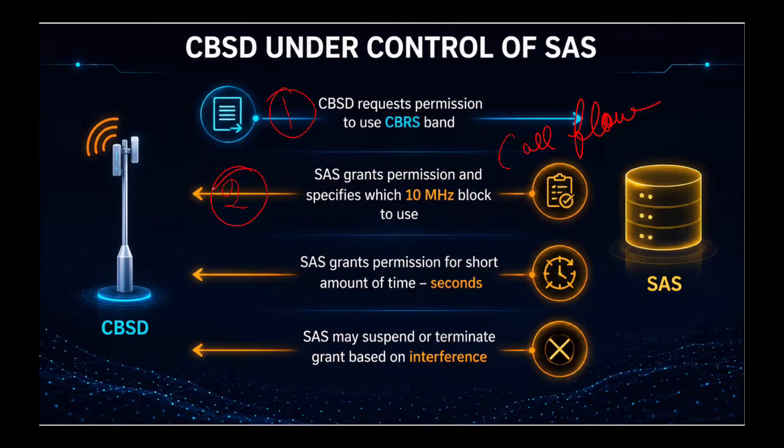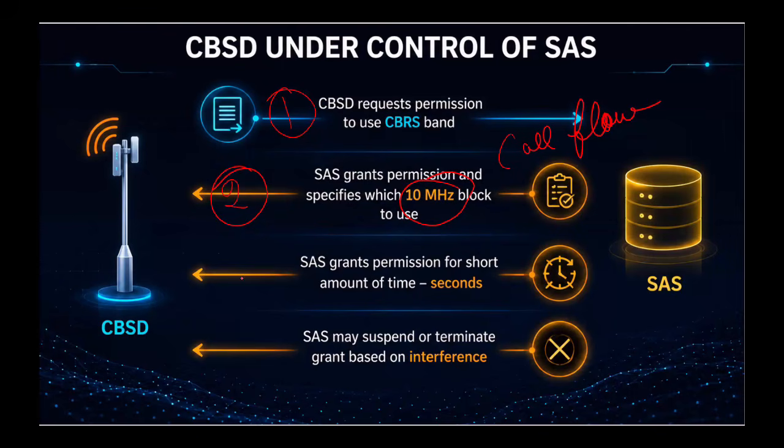Then the second step is the SAS checks spectrum availability, including incumbent protection, PAL users, other CBSDs, and potential interference. Based on that information, the SAS provides a grant to the CBSD. The grant tells the CBSD which frequency range it can use and the maximum power it is allowed to transmit. For example, it may authorize a 10 megahertz channel or potentially wider bandwidth using multiple contiguous channels, depending on availability. So basically, the SAS is telling the CBSD, yes, you can operate, and here is the frequency block or blocks I want you to use.